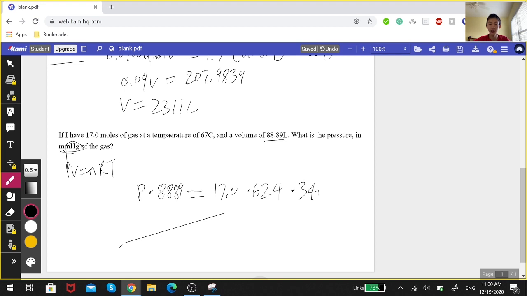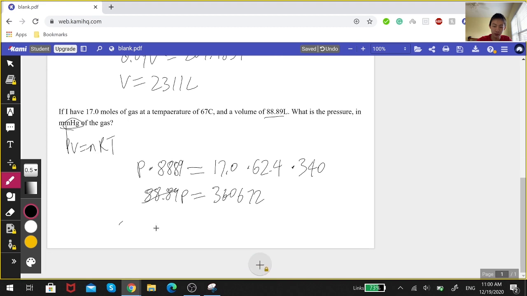Now we plug into the calculator again. We have 88.89 P is equal to 17 times 62.4 times 340, which gives us 360672. Now we divide both sides by 88.89, and that gives us a final answer of P is equal to about 4058 mmHg.